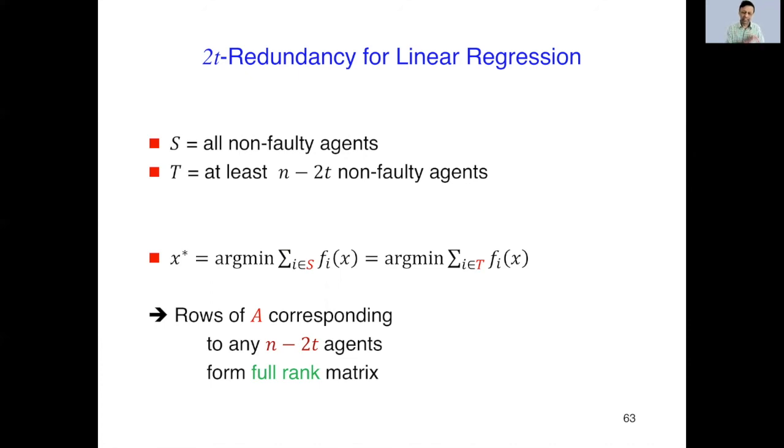But what does those two argmins being equal mean? It basically means that if you take the rows of matrix A corresponding to any n minus 2T agents and form that submatrix, and take the corresponding values in the y vector, then that subproblem has a unique solution, which is also equal to x star. So in effect, what we need is enough rows in this matrix, and in particular, the rows corresponding to any set of n minus 2T non-faulty agents should be enough to solve the problem correctly and compute x star uniquely. If we have that, then we have 2T redundancy, and then we can use the fault-tolerant optimization framework and also solve for x star.